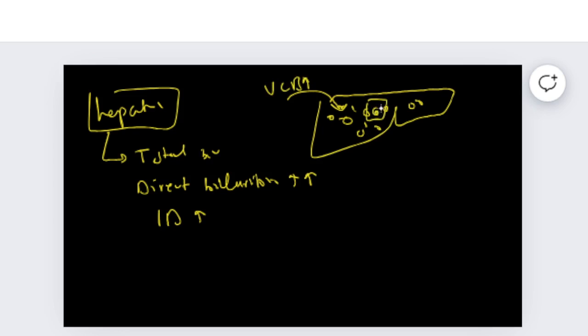Another point: this is your hepatocyte. In the hepatocyte, there is the conjugated bilirubin. For example, if this hepatocyte is destroyed, the conjugated bilirubin will leak out from the hepatocyte and move to the interstitial space. From the interstitial space, it moves to the blood. So the conjugated and unconjugated bilirubin, both of them will be elevated. This is the simple mechanism.